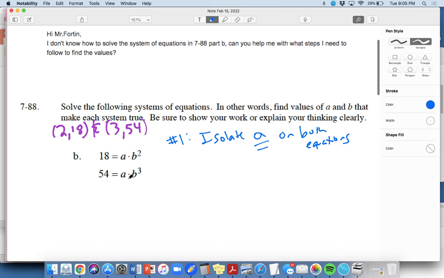That's what I'll do in this top one. Here, I got A. How do I get A by itself? I'm going to divide both sides by B cubed. Then I'd have A by itself.